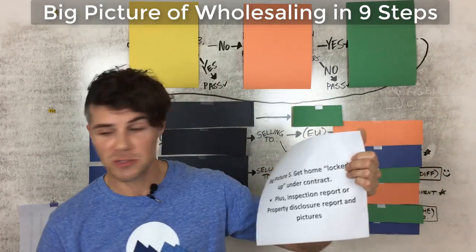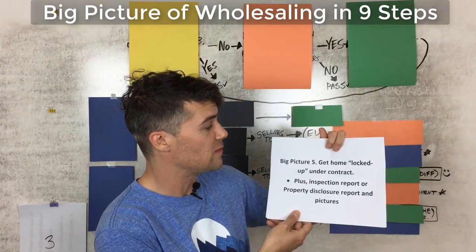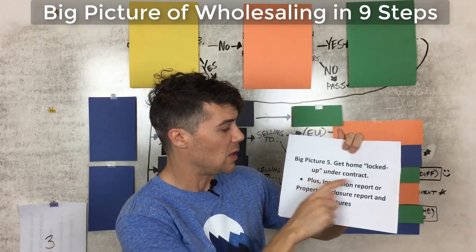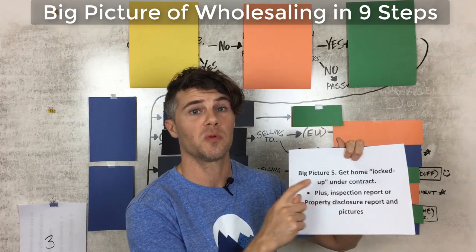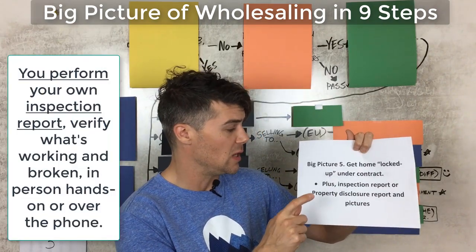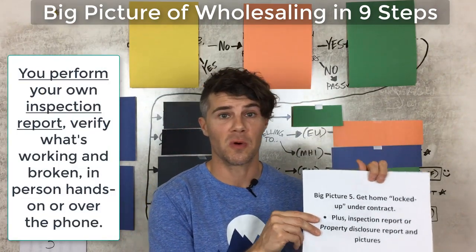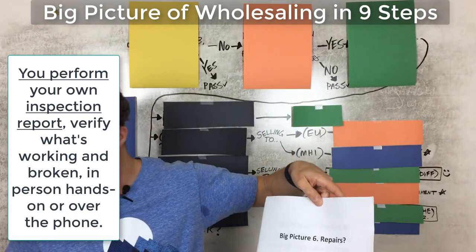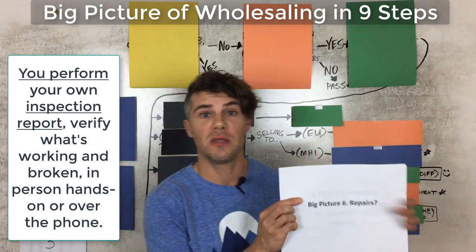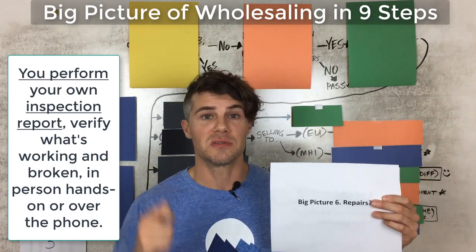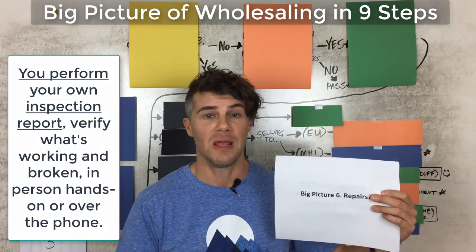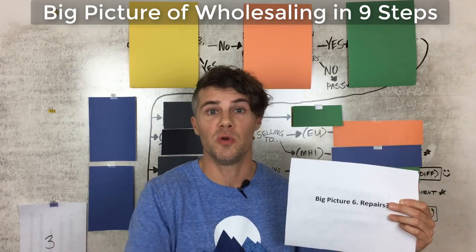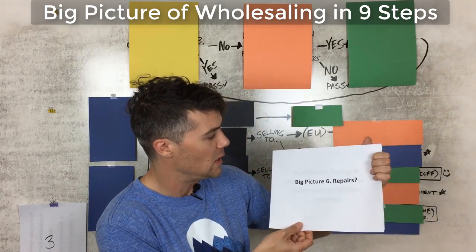So negotiate price and terms. Big picture step number five: get the home locked up under contract, plus an inspection report, plus pictures, and/or a property disclosure report to let the next buyer know exactly what they're getting. Make it easy for that next buyer. Let them know, "Here's a list of repairs. Here's an estimate bid that I've gotten before." It may point you in the right direction or help you know what repairs are needed.